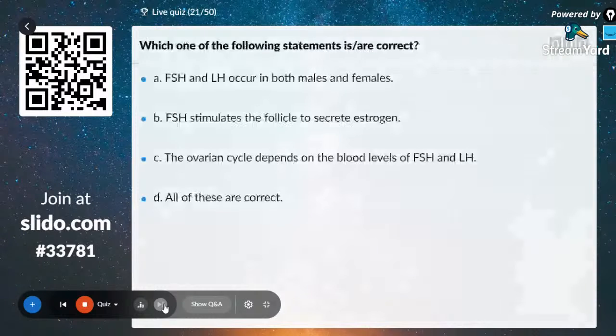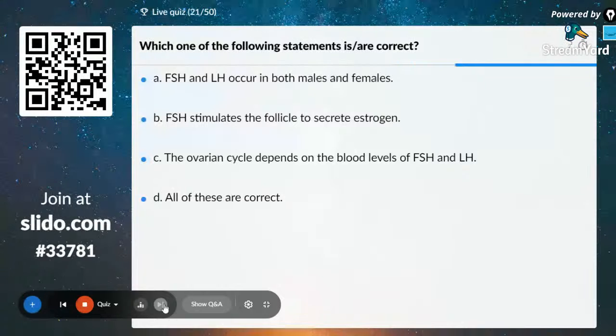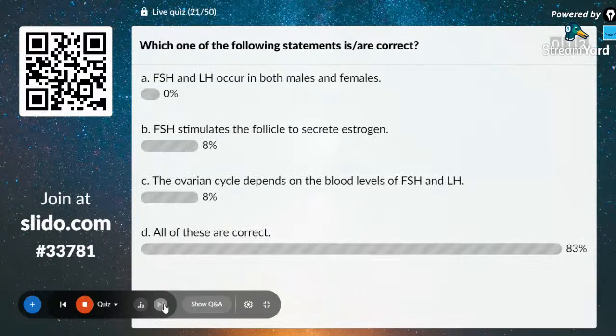Which one of the following statements is correct? FSH and LH occur in both males and females. FSH stimulates the follicle to secrete estrogen. The ovarian cycle depends on the level of blood FSH and LH. All of these statements are correct. Yes, guys, the correct answer for the question is option D. All the statements are correct.